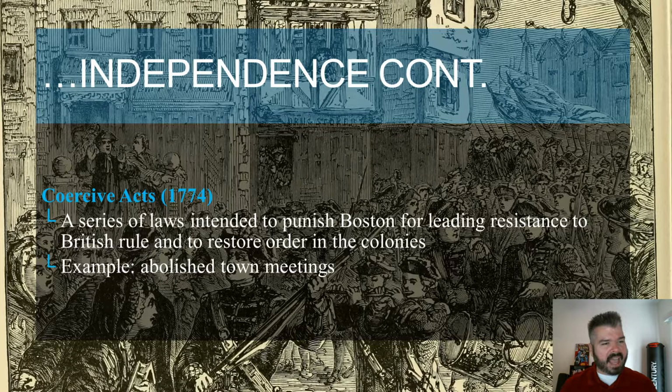We have the Coercive Acts of 1774, a series of laws intended to punish Boston for leading resistance to British rule and to restore order in the colonies. So they abolished town meetings. Now, we have to understand a little bit here, especially within Massachusetts, modern-day Massachusetts. This form of democracy, town hall meetings, is built into our DNA. This is almost part of being American, that we have these town hall meetings where we can get together and voice our concerns about policy.